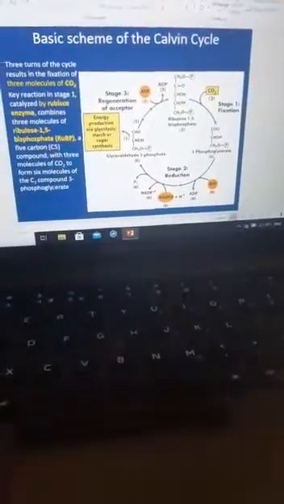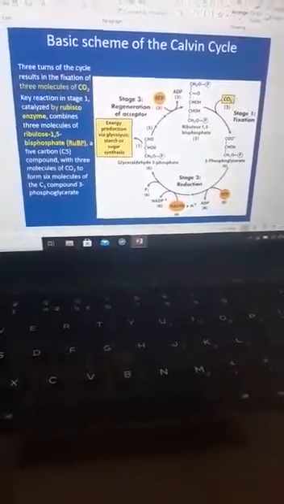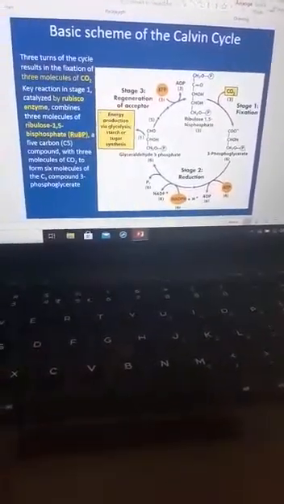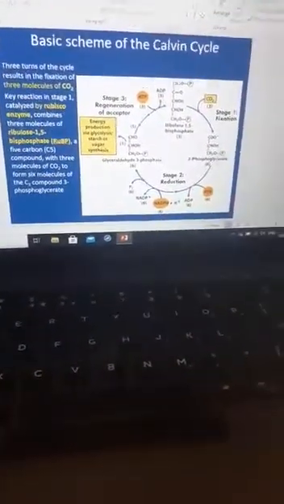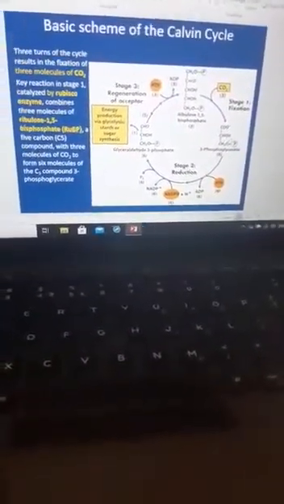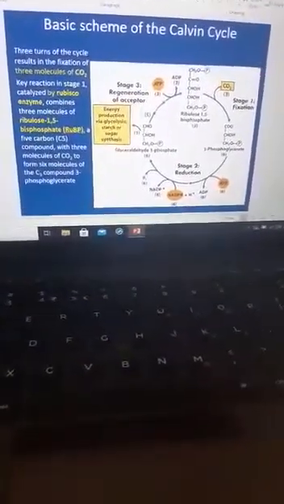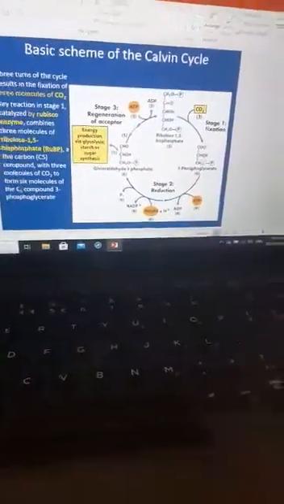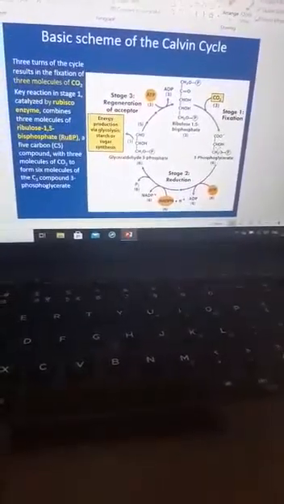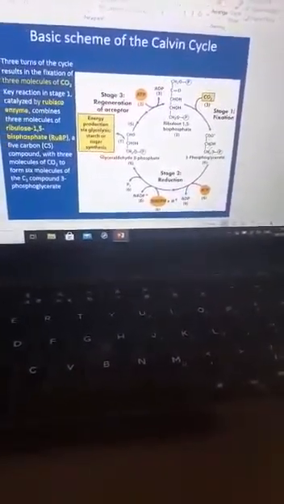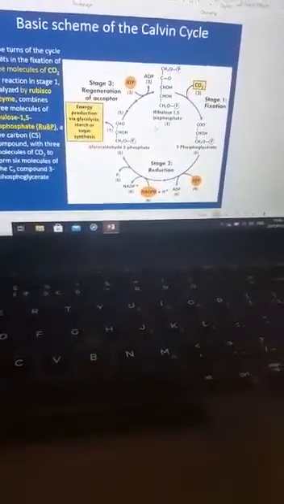Here, you will see that the CO2 from the atmosphere combines with RuBP, resulting in the formation of two PGA molecules. One carbon dioxide combines with a 5-carbon RuBP molecule to form two 3-carbon PGA molecules. This is the starting point of the process of photosynthesis, and it is catalyzed by the enzyme called RuBP carboxylase enzyme.